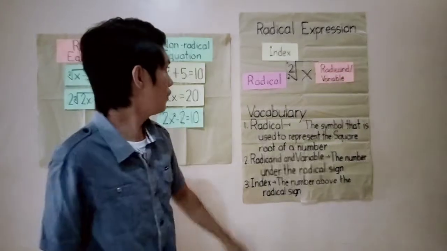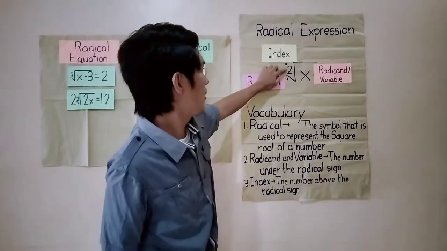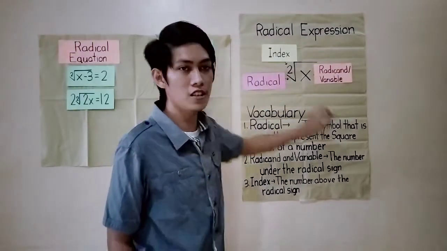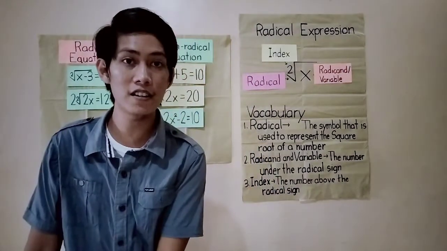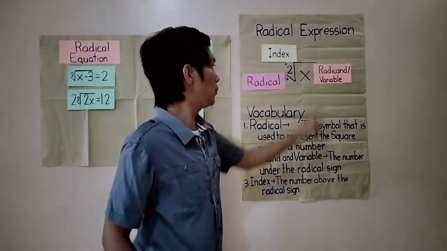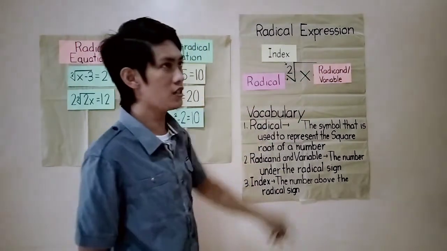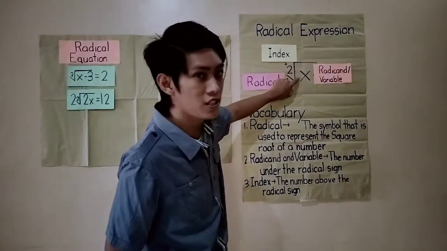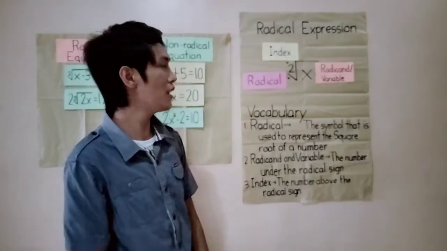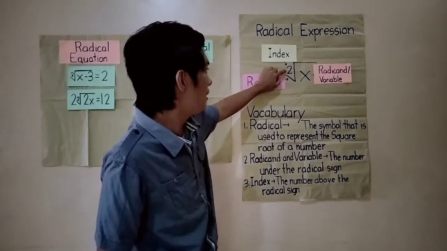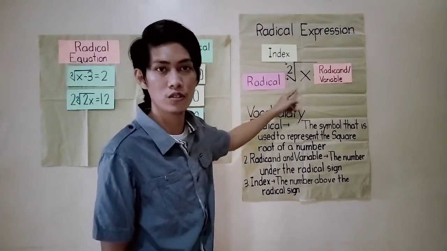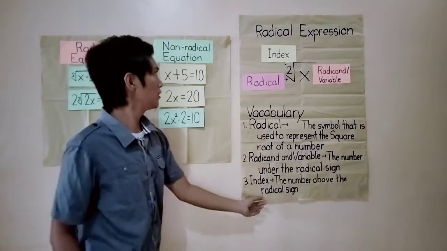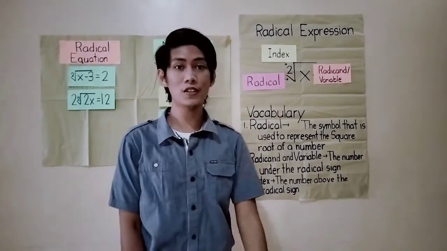If you can't see a number in the index, it means that the number there is 2. Just like when you put x, there's always an invisible number 1 on its left side. So if there is no number, it is always automatically understood that the number there is 2. So those are the parts of a simple radical expression. I think we are now ready to proceed to our next activity.